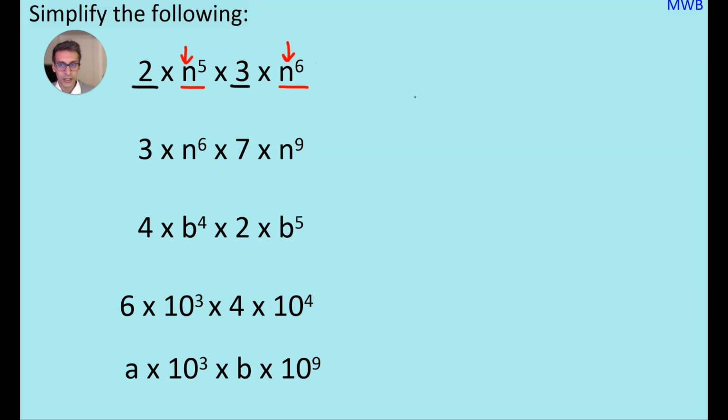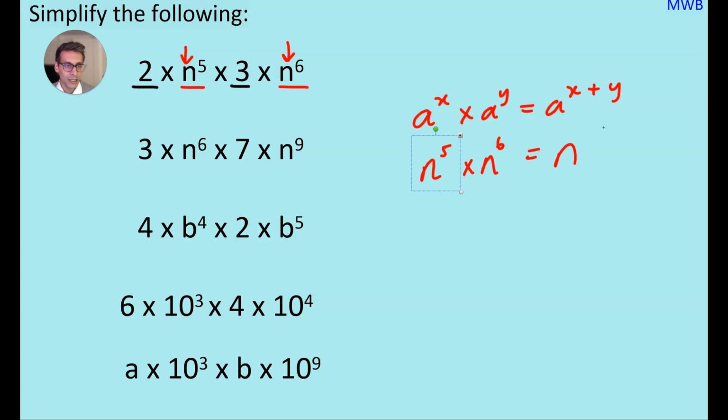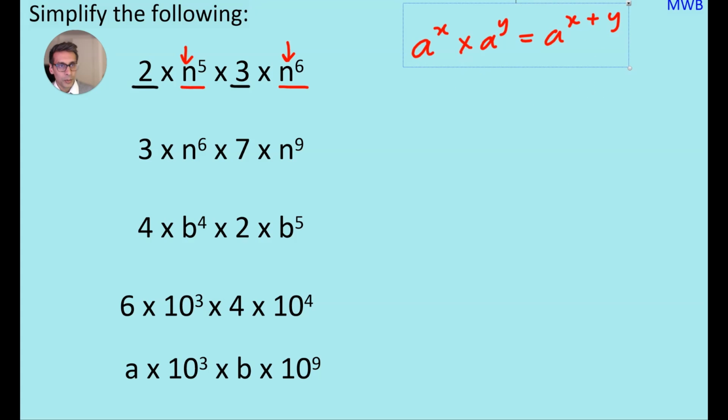Now in this case the law you're using is this one here: a to the power x times a to the power y is equal to a to the power x plus y. So let's just substitute these values in. n to the power 5 times n to the power 6 is equal to n to the power 5 plus 6, which is 11. So we've simplified it. This is the rule we're going to be using for pretty much all standard form questions on multiplication. So I'm going to leave this up here and I'm going to finish off the first example here.